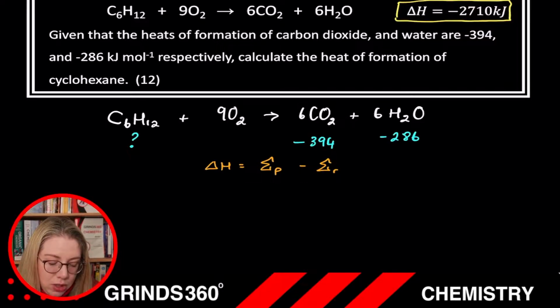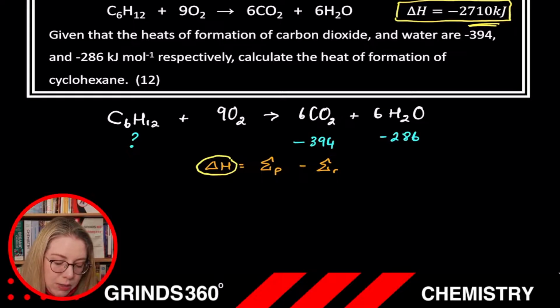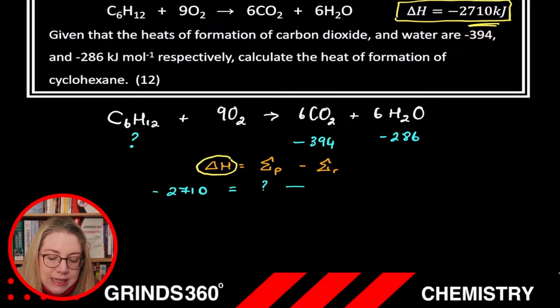However, we're told in the question what this value is. That's what this number up here is. So we know that the answer we're aiming for is minus 2710. And we're going to find these two numbers in the same way as before. Now, because I'm looking for the heat of formation of the cyclohexane and we don't know what it is, I'm going to give it an arbitrary symbol. You can call it whatever you want. I'm going to call it X.